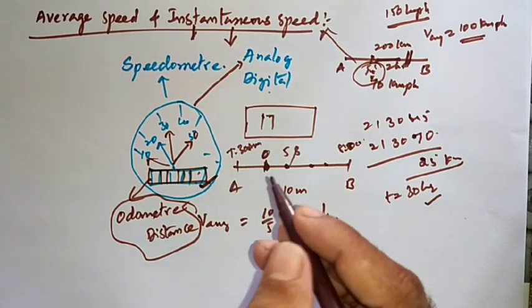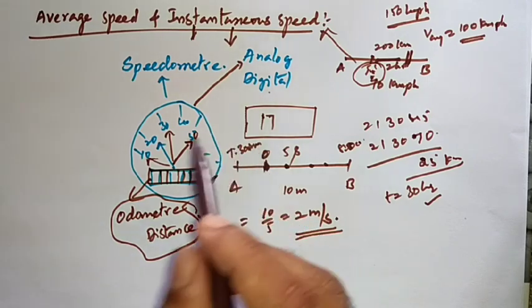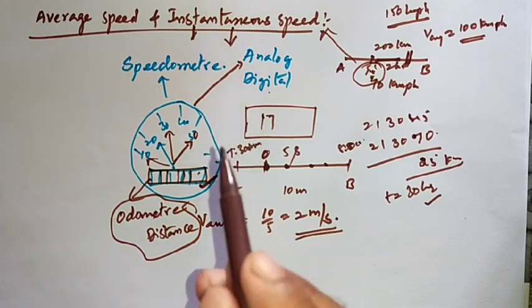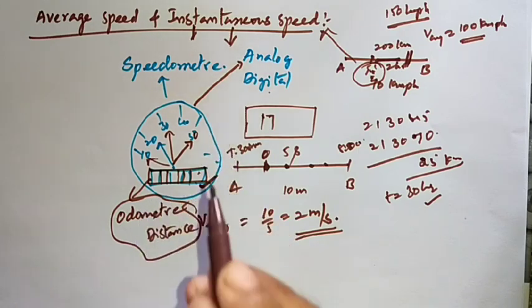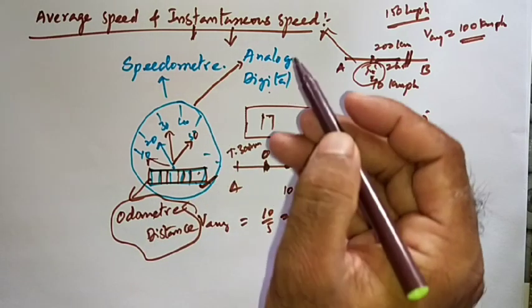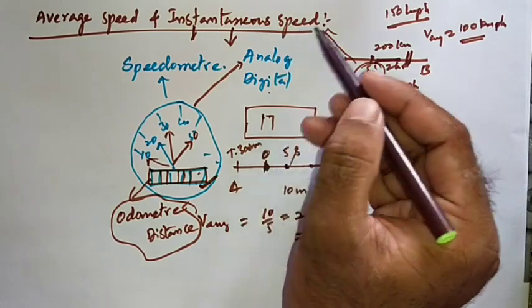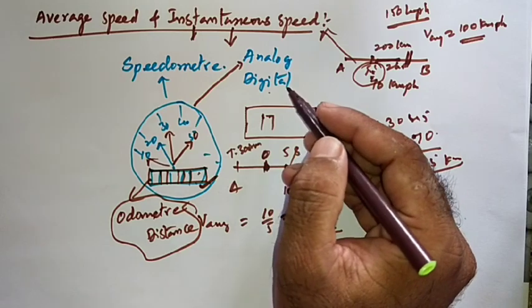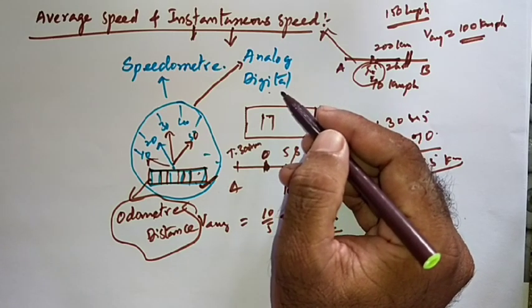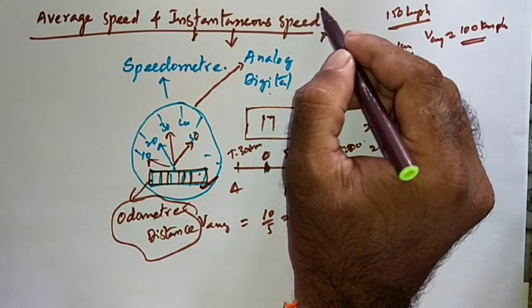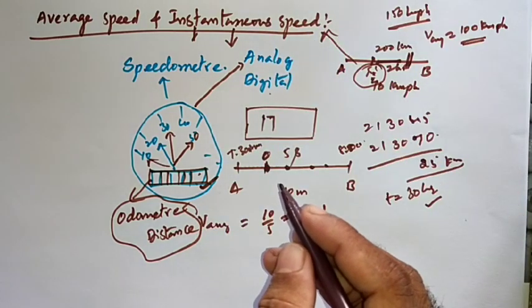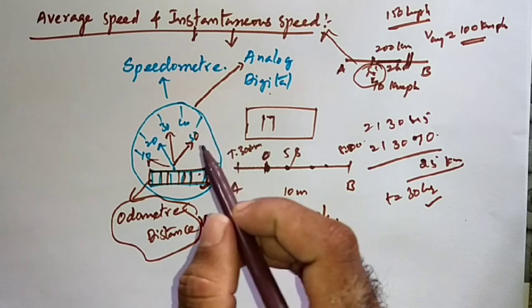Clear? I think you got clarity on instantaneous speed and average speed. Instantaneous speed is nothing but the speed of the body at a particular time, at that moment. Generally, instantaneous speed is called speed. The speed of the vehicle is nothing but instantaneous speed. Understood? Speed is called instantaneous speed, or instantaneous speed we are calling speed. Simple. I think you got clarity on this.